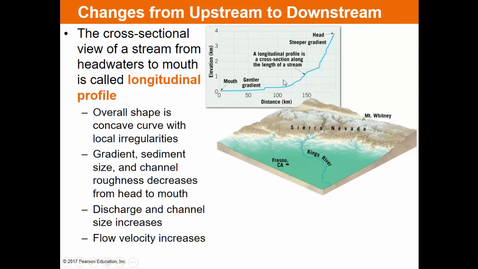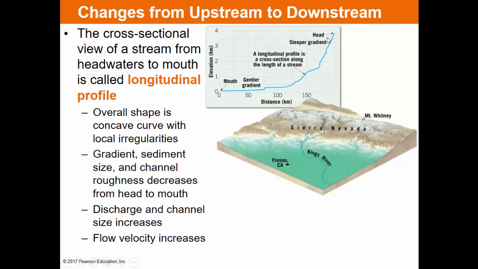The gradient, the sediment size, and channel roughness will decrease. So the gradient, the steepness of it, the channel roughness, it's all very rocky and rough up here at the top, much, much smoother at the bottom. And the size of sediment that can be carried: up here, larger sediment can be carried, and as you get down to the mouth, it'll be smaller and smaller. All this is going to decrease from the head to the mouth. While discharge, how much water is flowing, and channel size increases.